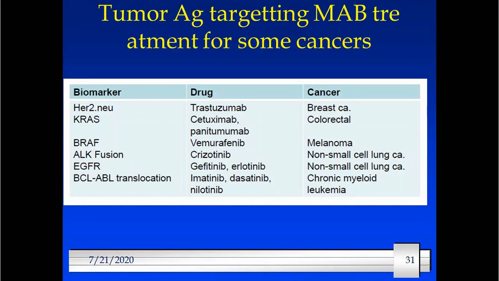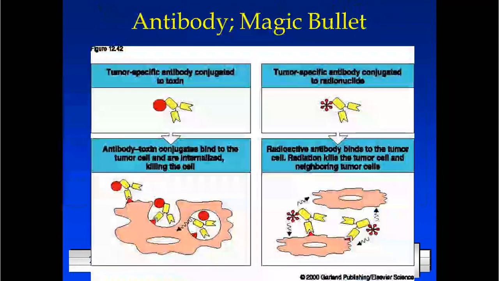The last slide shows a new method in immunotherapy against tumor, which is the magic bullet, using an antibody bound to a toxin or radioactive material. The specific antibody binds the tumor cell, leading to release of the toxin or the radioactive material, which leads to killing of the tumor cell. And this is future therapy.